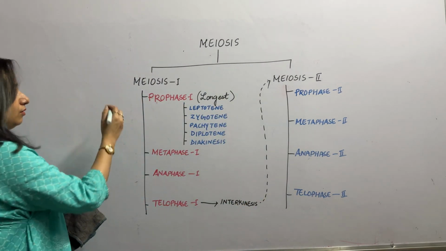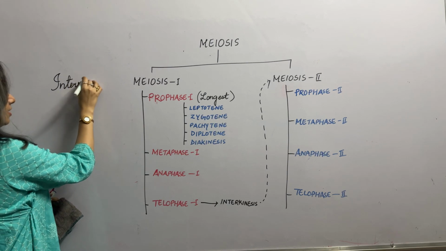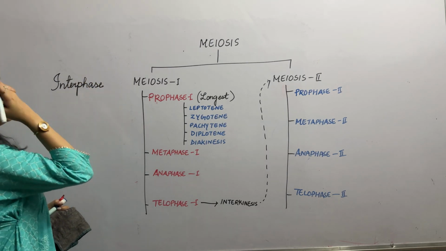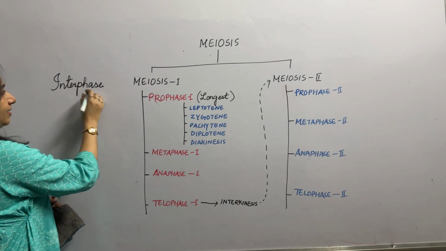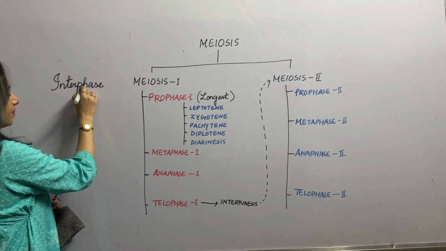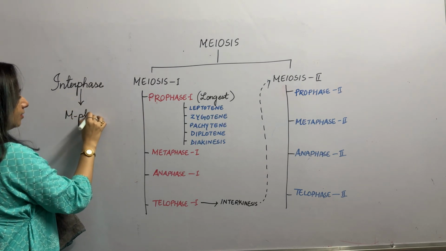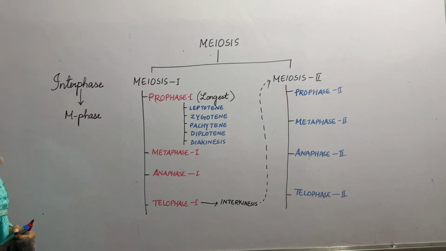Okay, so as we already know, when a cell decides to divide, first it will enter what? Interphase. After that, it moves to the M phase. So a cell is there in interphase. After that, it moves to the what? M phase. And the M phase of meiosis involves this part.